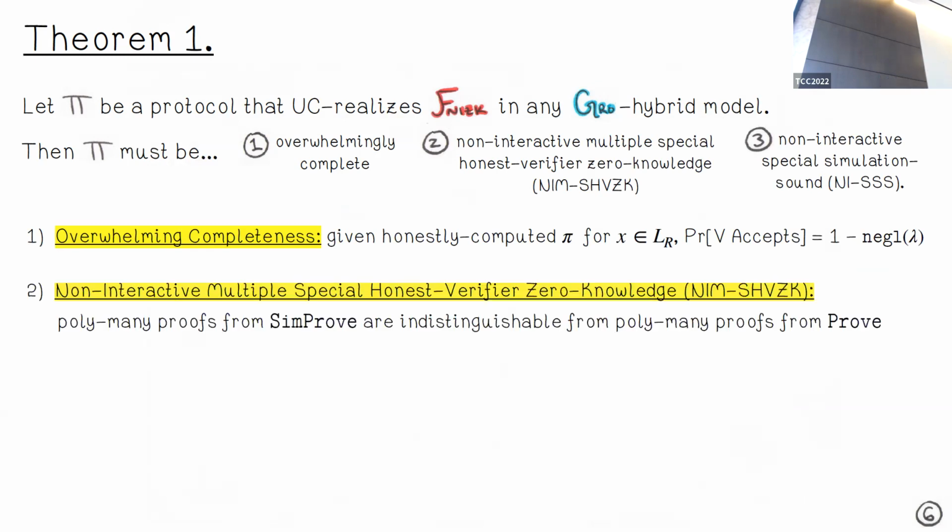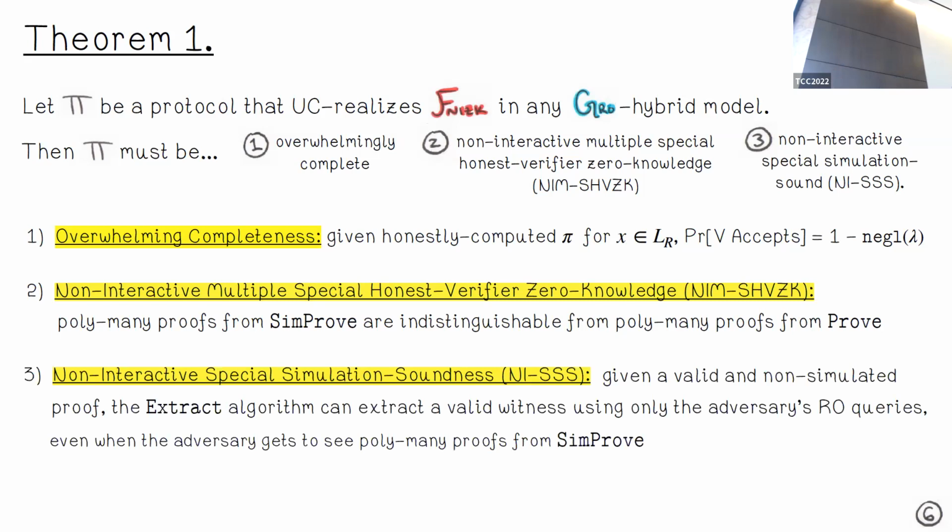The NIM-SHVZK property says that polynomially many proofs from the simulator are indistinguishable from polynomially many proofs from the regular prover. And the NISS property says that given any valid and non-simulated proof, the extract algorithm must be able to extract a witness from the proof using only the adversary's queries to the random oracle. And this must hold even when the adversary gets to see polynomially many proofs from the simulator.